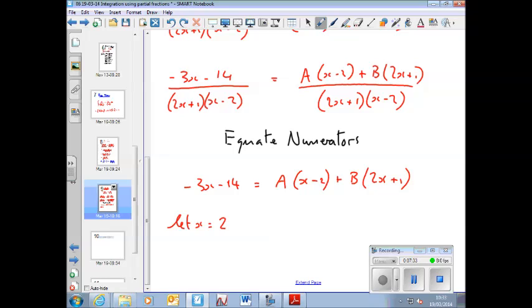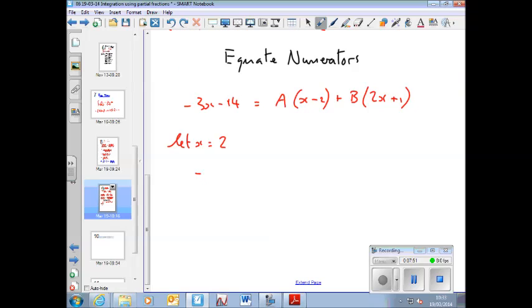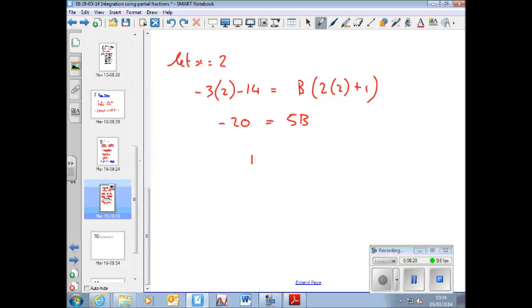And we do that so that the term involving a disappears. Letting x equal 2: minus 3 times 2 minus 14 equals a times (2 minus 2), that's gone, plus b times (2 times 2 plus 1). Now let x equal 2. Let's work out the left hand side. Minus 3 times 2 is minus 6. Minus 6 minus 14 is minus 20. Equals, 2 2's are 4 and 1 is 5, 5b. And so b equals minus 4.